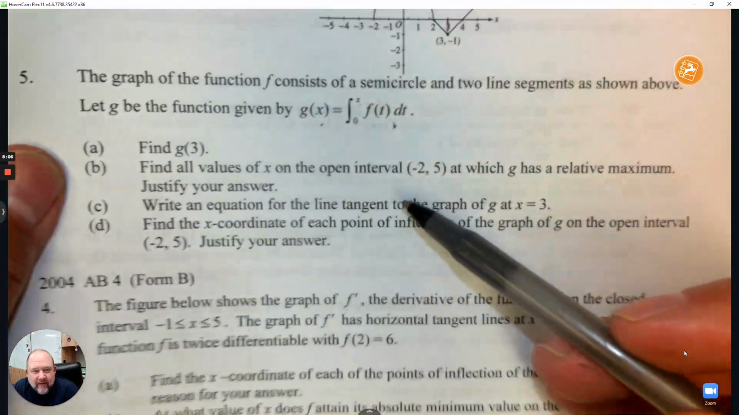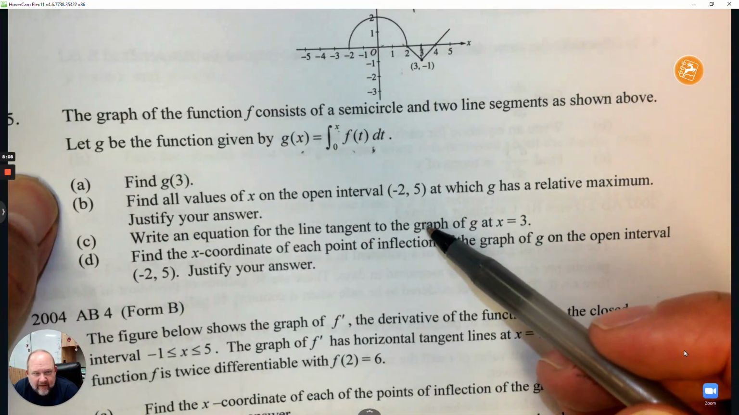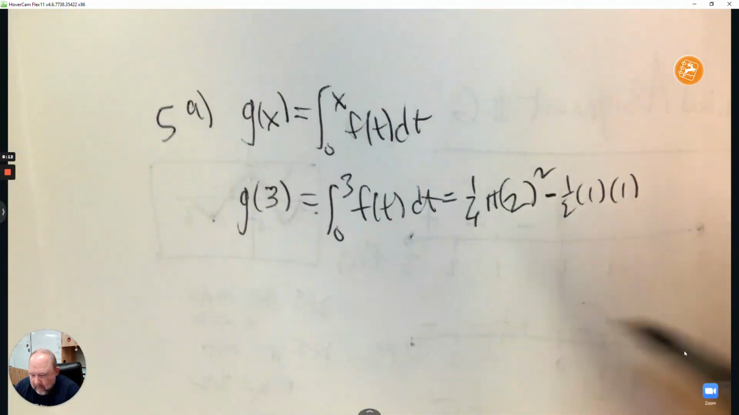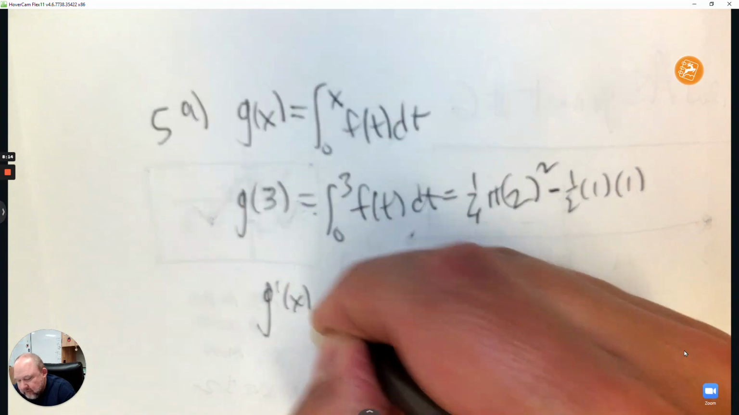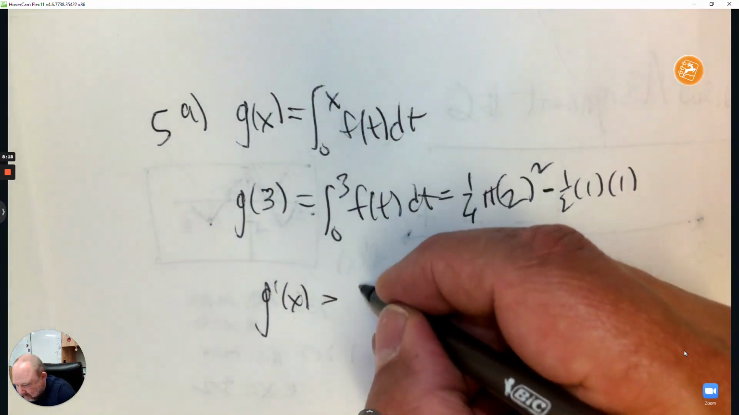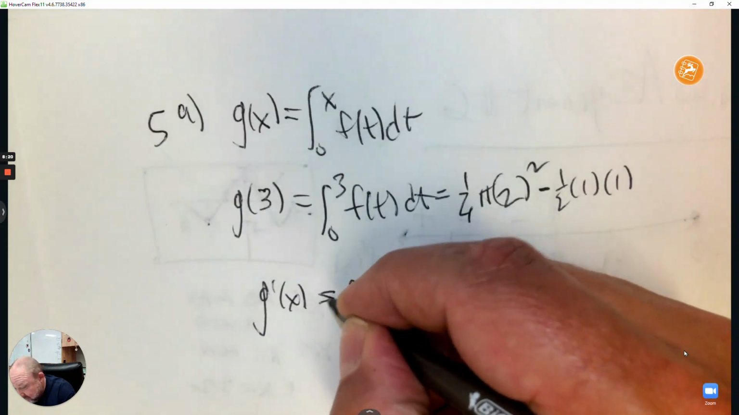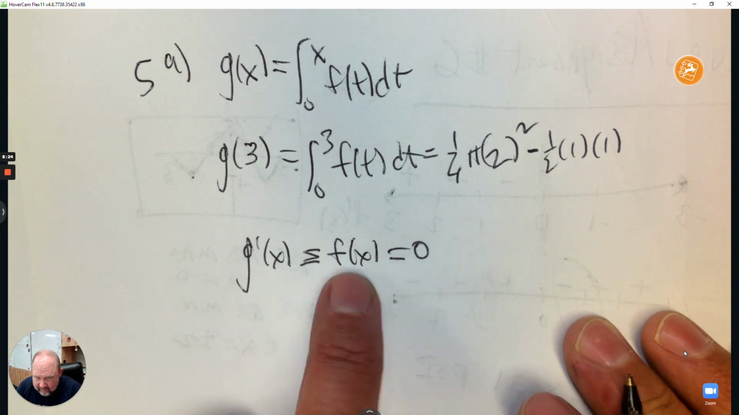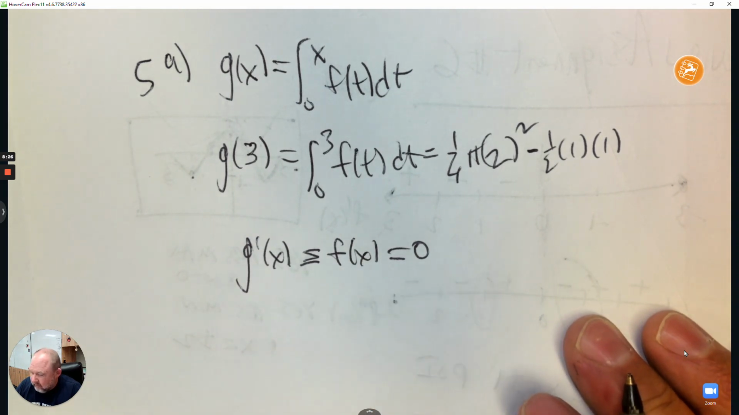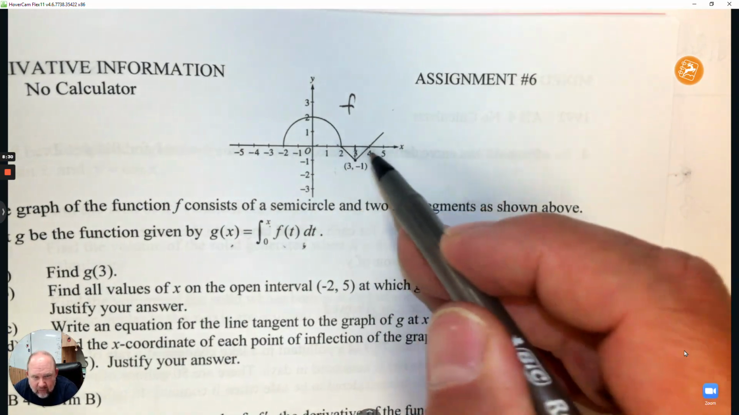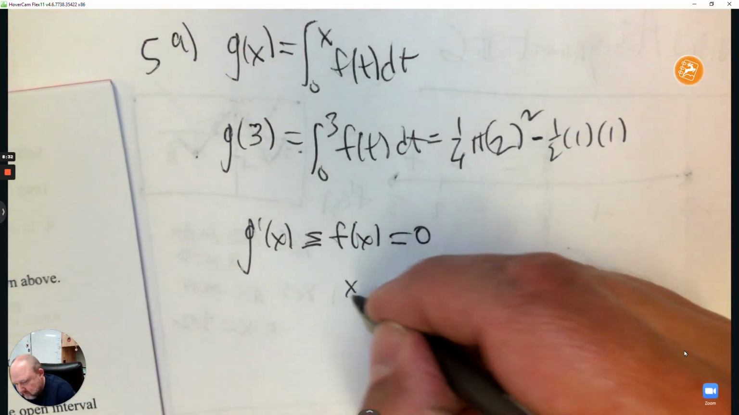Find all x values from -2 to 5 where g has a maximum. So g has a maximum when you take the derivative. Now, the derivative and integration cancel out, and it just becomes f at x. That's important. And I want to know when that derivative, f at x, is equal to 0 off the graph. So not the endpoint. So at 2 and at 4.